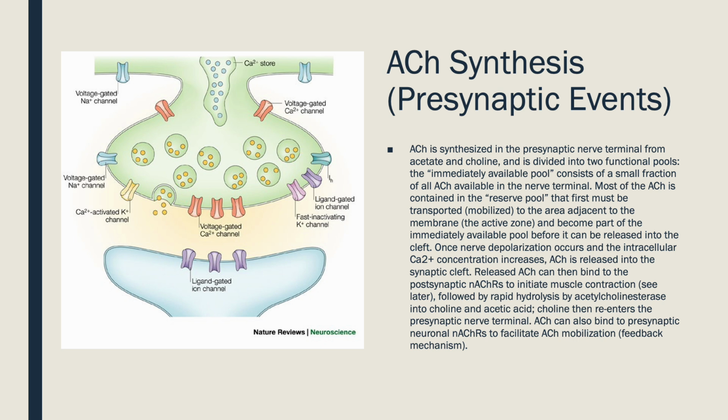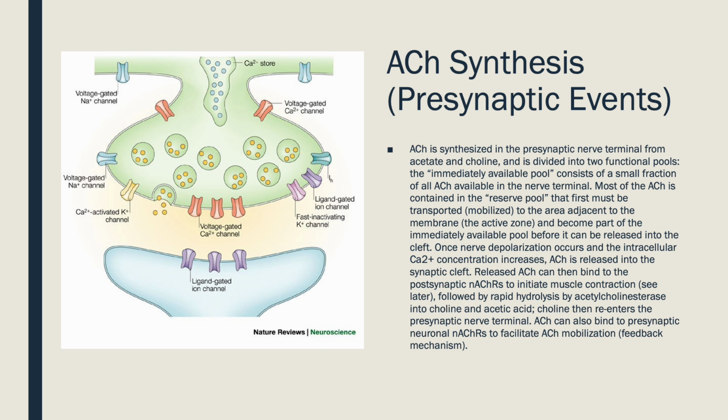Our voltage-gated calcium channels in the presynaptic nerve open up, and calcium ions will diffuse into the terminals. These calcium ions trigger the release of acetylcholine from the synaptic vesicles. Acetylcholine will then diffuse across the synaptic cleft of the motor end plate, and acetylcholine binds to those nicotinic acetylcholine receptors, and these are those ligand-gated ion channels.